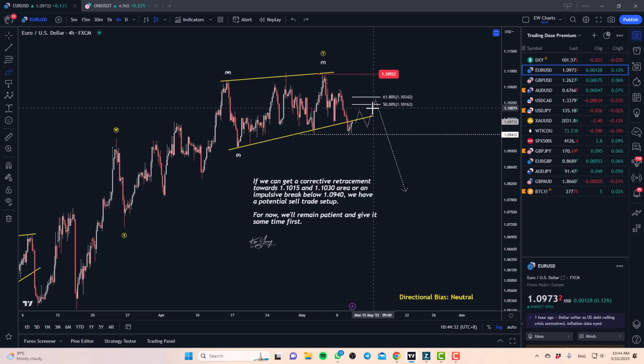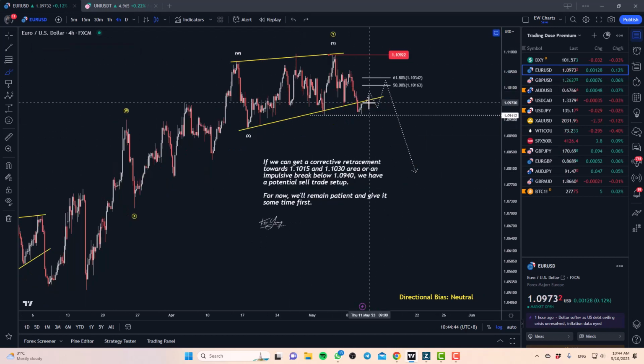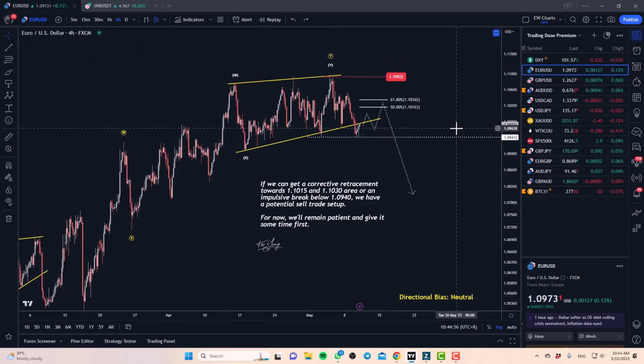One way to look at it is maybe post CPI, if we get a corrective structure developing something like this, then I'll be more interested to sell. Or alternatively, if the CPI comes out and we get a break below it, followed by maybe a correction at the bottom, that would also give me a sell setup. So euro dollar here, we may or may not get a potential trade this week, but the idea is to wait for some sign of confirmation, wait for more clarity before we commit to the trade.